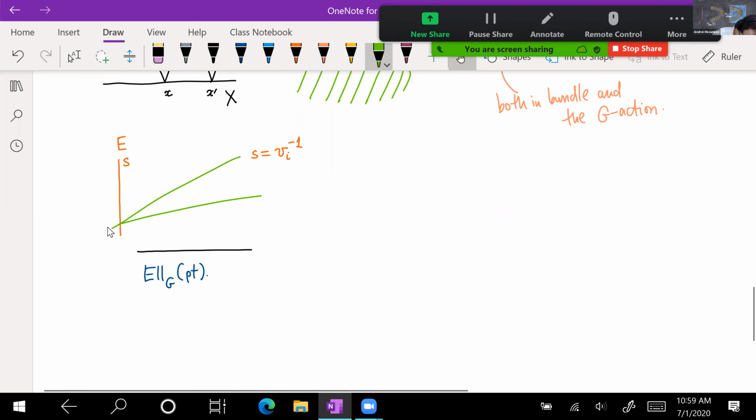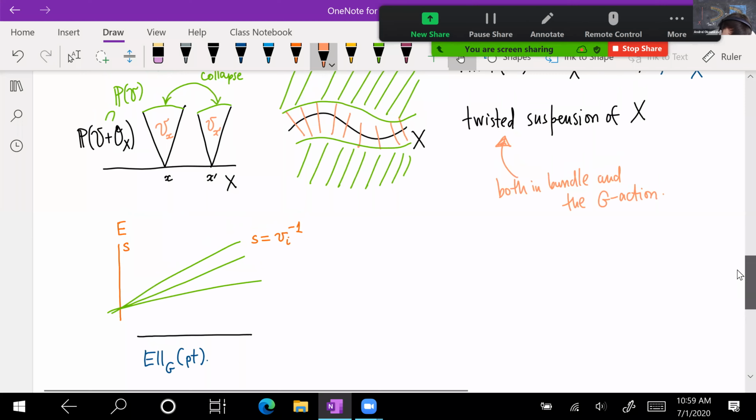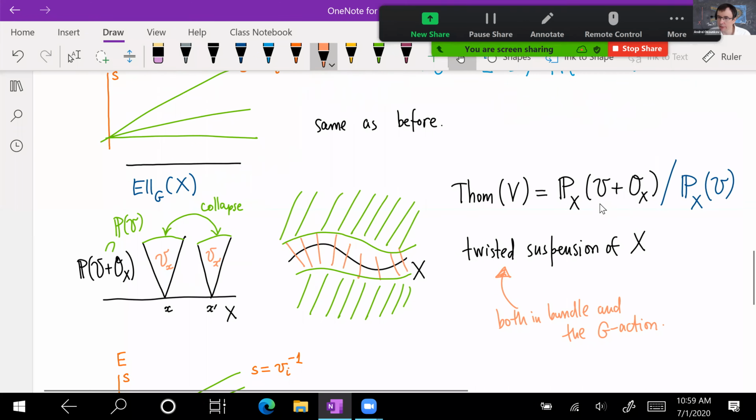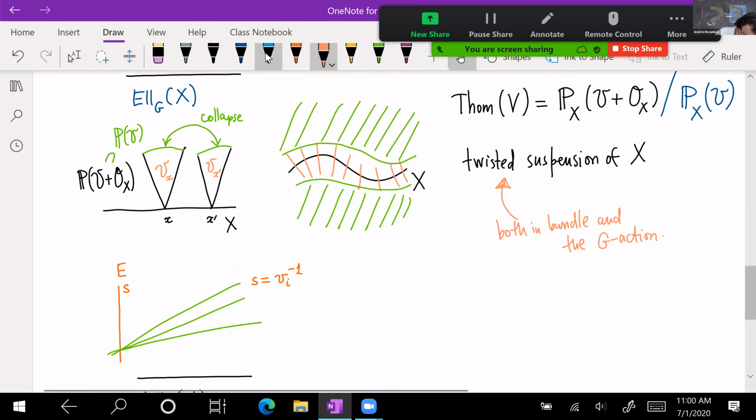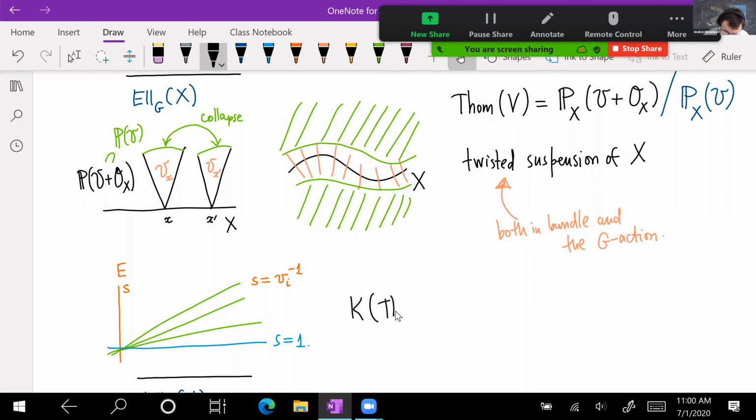Now, the new thing is that I have a projective space. I had some vector bundle V, but now I also have a trivial piece. A trivial piece has a trivial Chern class. So it means I also have a piece where S just equals 1, right? So in other words, the K-theory, or whatever elliptic, this would be the same in elliptic homology, but let's just write the K-theory of the Thom space.